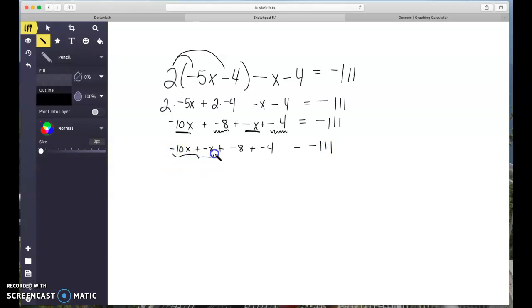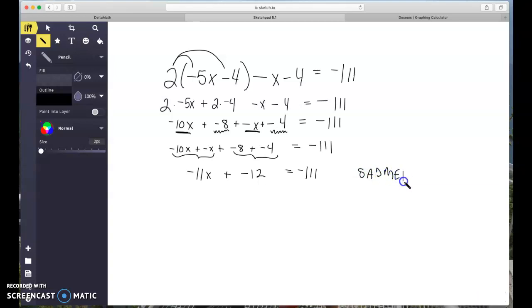And I can go ahead and combine my like terms. Negative 10x plus negative x is negative 11x, and negative 8 plus negative 4 is negative 12 equals negative 111. All right, so now at this point, it's just a 2-step equation, and I've simplified as much as I can, and I can start doing my inverse operations to try and get x by itself.